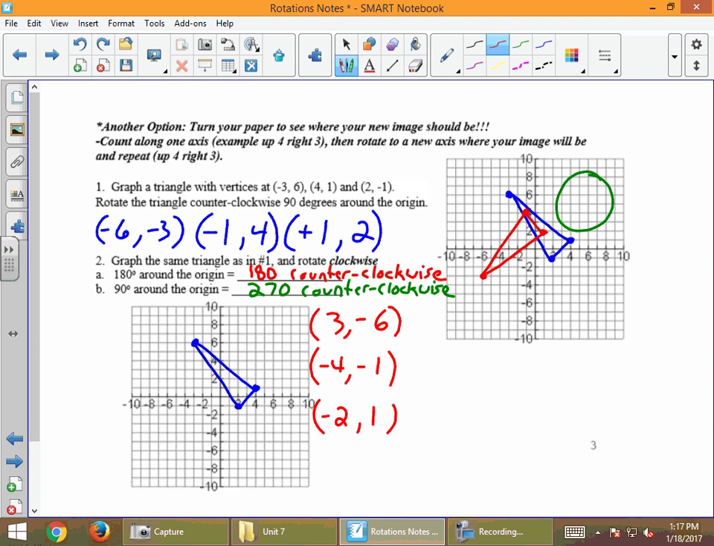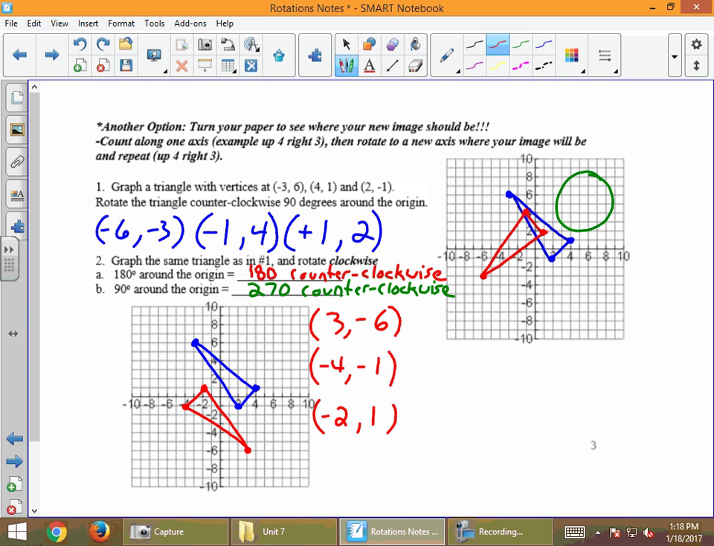So 3, negative 6. 3 right there, negative 6. Negative 4, negative 1. And then negative 2, 1. So if you think about it, if this blue one's facing up here in quadrant 2, this other one's facing down in quadrant 4 over there. So they're oriented in different directions.